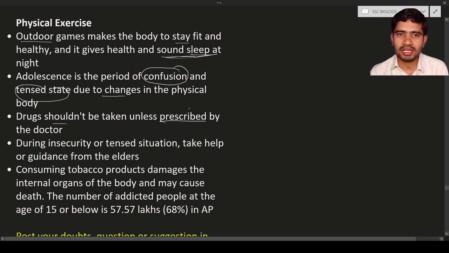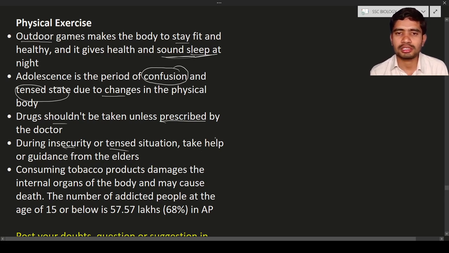If anyone, whether a friend, a relative, a neighbor, or a stranger, gives you some kind of chemical substances, and they name it a drug or some good substance, in that condition you should not take it. You should not take such kinds of drugs. Why? Because they are going to damage your body. You should take drugs or any chemical substances only when prescribed by the doctor. During insecurity or tense situations, you have to take guidance from the elders.